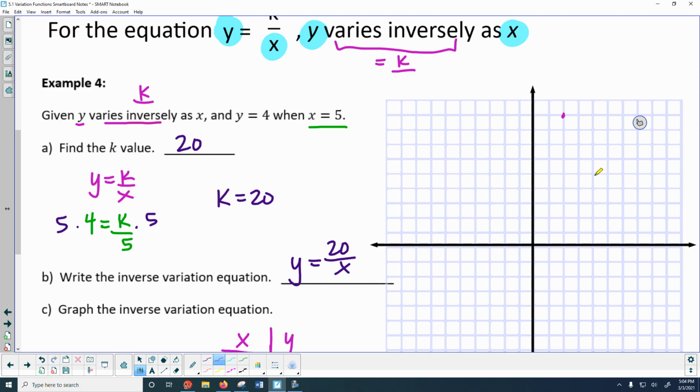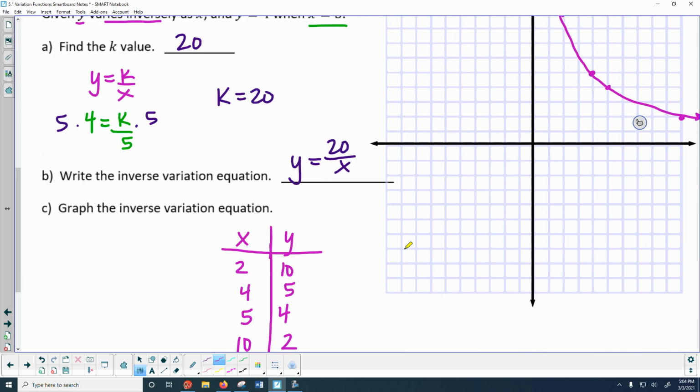1, 2, 3, 4, 5. I'm going to plot 4, 5, 5, 4, and then 10, 2. All right, and I'm going to draw that in with a nice curve. Kind of hard for me to do on this, with some arrows. But we need to get this other side as well. The nice side is it's just a reflection.